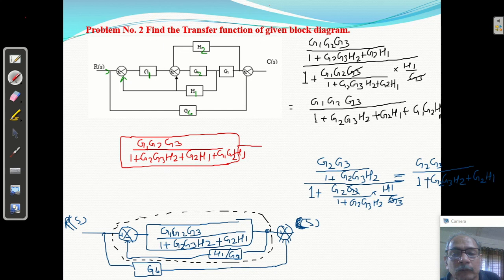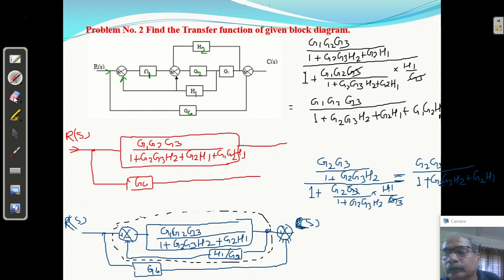I have repeated here. This is the R of S, and from here a positive feedback is taken. What is the value here? G4. It is a positive feedback, so they are in parallel. This is plus and this is given here. If it is minus, it will be subtracted. If it is plus, I am taking plus, as in the original diagram. So this plus this is the C of S.